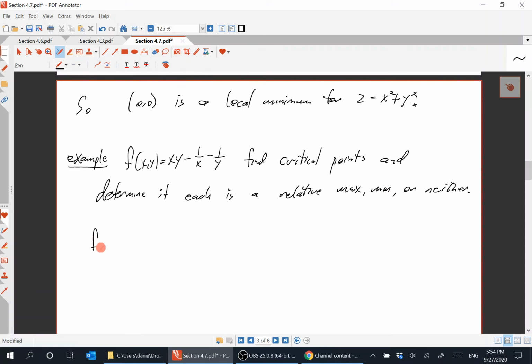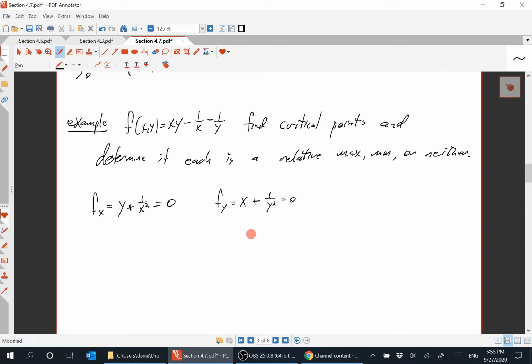Well, the partial derivative of f with respect to x is just y, and minus 1 over x squared, and this one is 0. And then we set that equal to 0. And the partial derivative of f with respect to y is x minus 0 plus 1 over y squared. And we set that equal to 0.